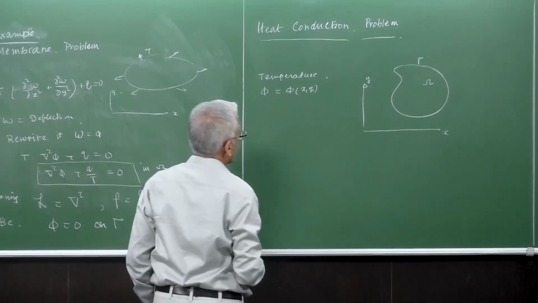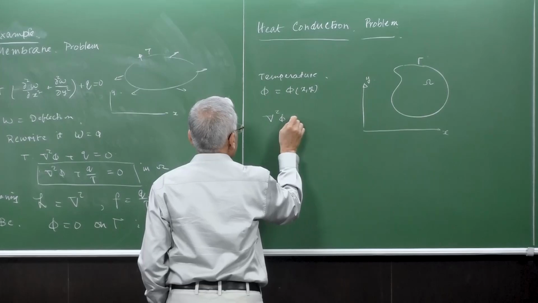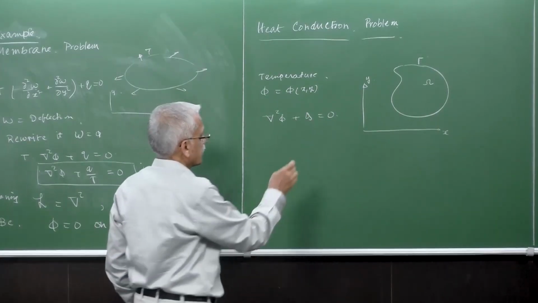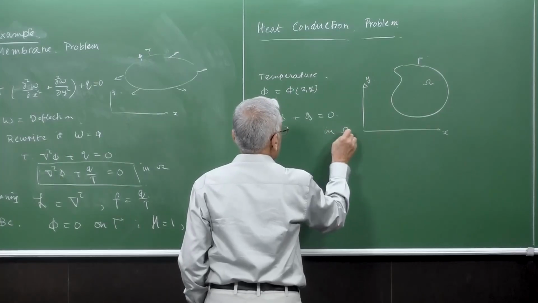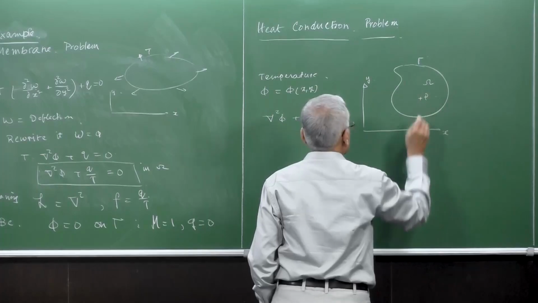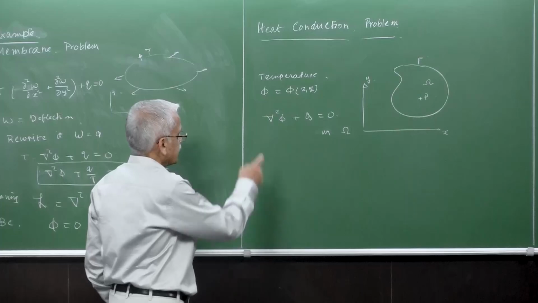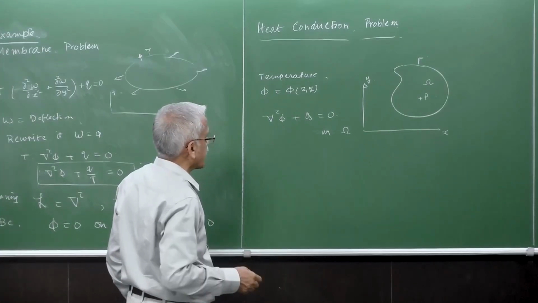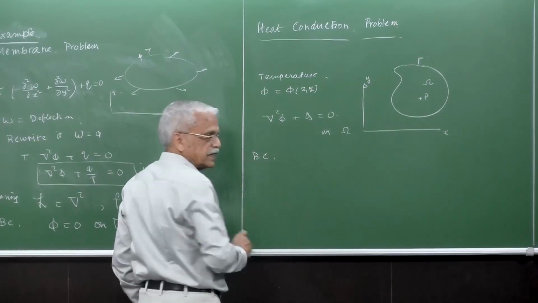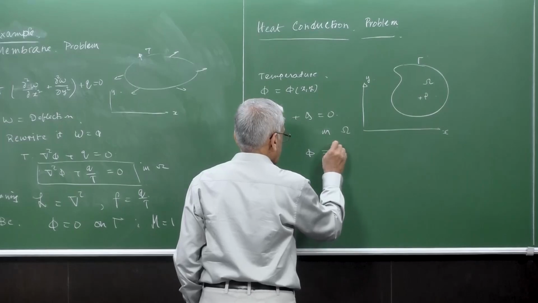Then we had del square phi plus q is equal to 0. This is the governing equation anywhere in the domain omega. It has to be satisfied at each and every point p in the domain. So this is the main governing equation, followed by the boundary conditions. The boundary conditions are of three types. First, phi is phi bar.